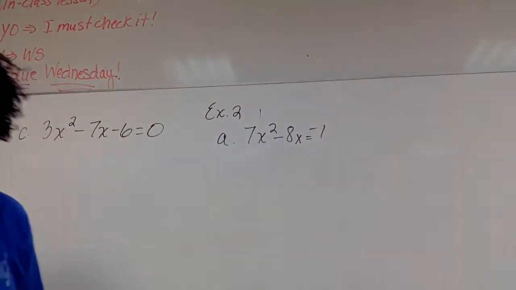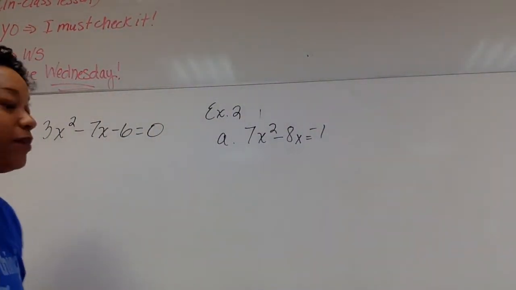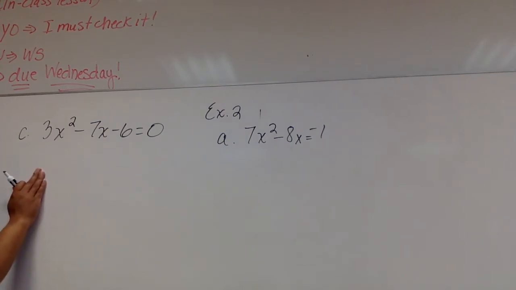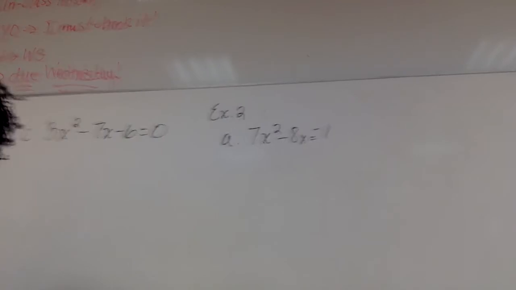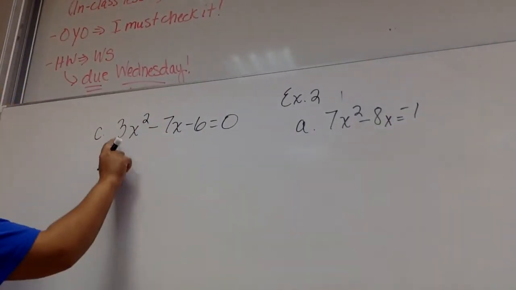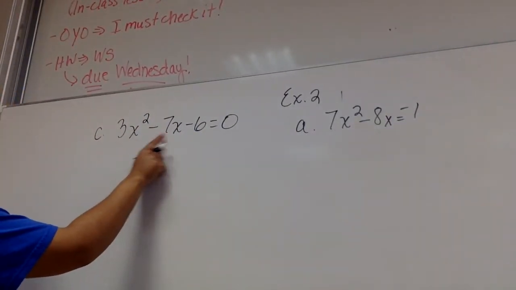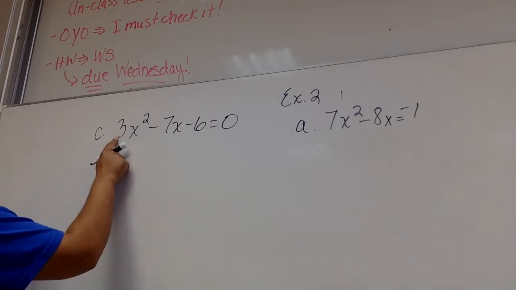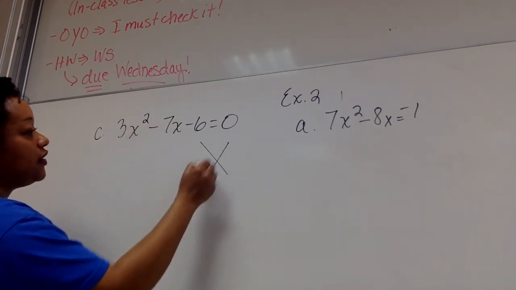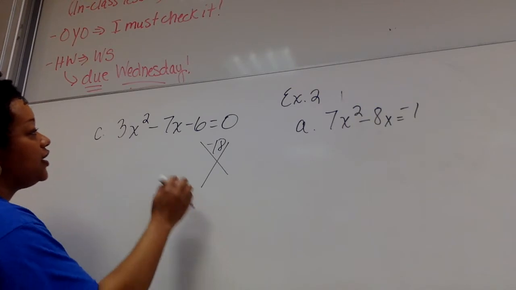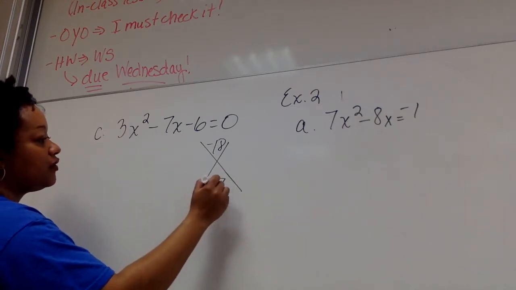Let's do one more in example 1 before we move on to example 2. Here's letter C. And it's going to do it the same way that we were doing the others. Here, I don't know if you guys can see that or not. All right, so my A is 3, B is negative 7, C is negative 6. 3 times negative 6 is negative 18. I need my B to be negative 7.